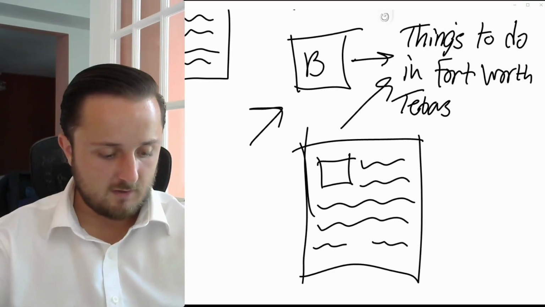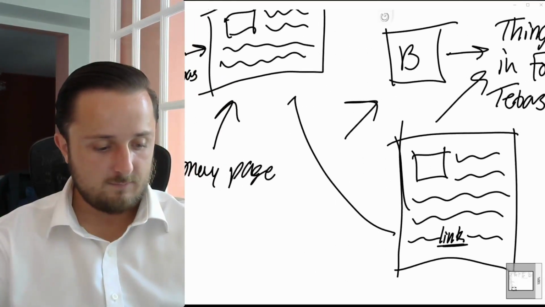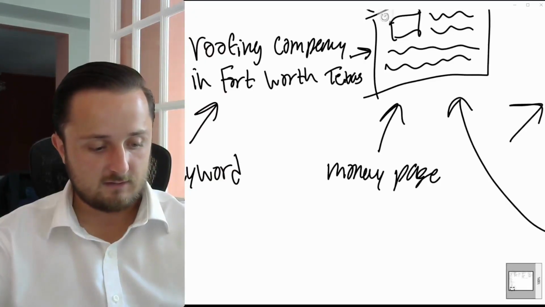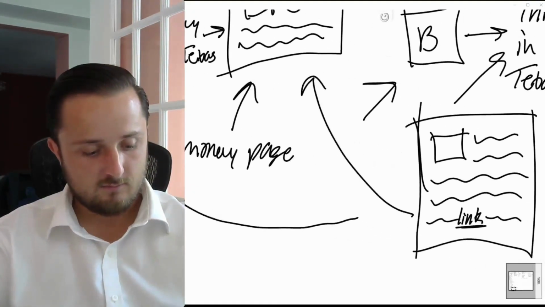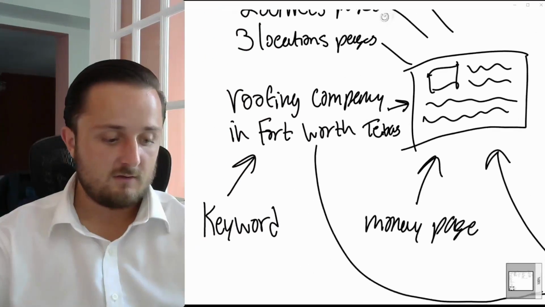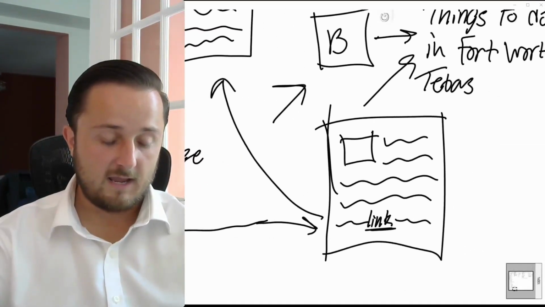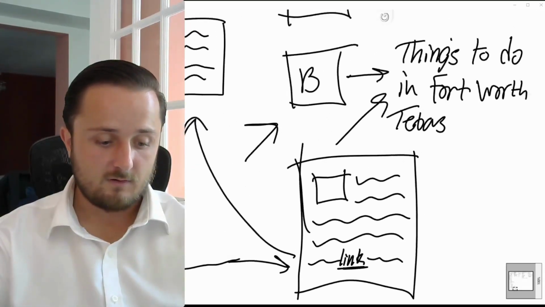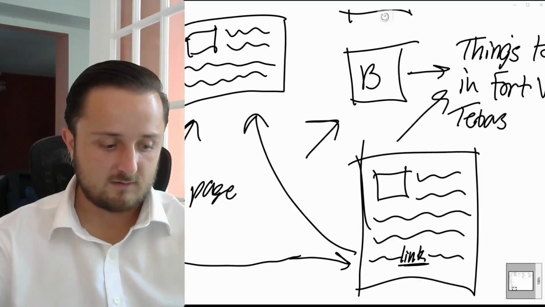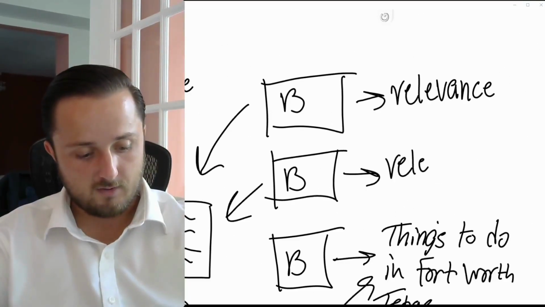And then in this blog, we're going to have a link to our money page. The anchor text for the link is going to be the keyword we're wanting to target. So our money page is going to target roofing company in Fort Worth, Texas. Our anchor text, our link from our things to do in Fort Worth, Texas blog content, is then going to link to this money page.